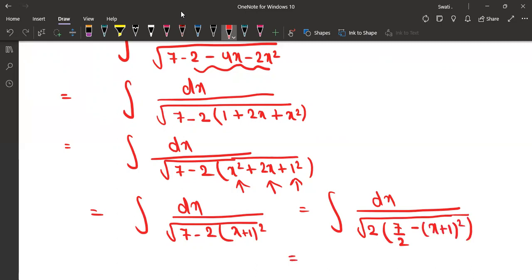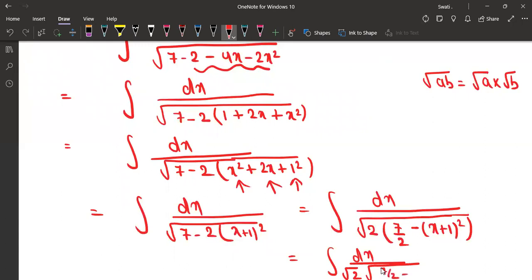Now, this I can write down as integration dx. There is one thing that you should know: if you have root ab, we can write that as root a into root b also. So using that formula, I can write root 2 and then into root over 7 by 2 minus x plus 1 whole square. Alright.